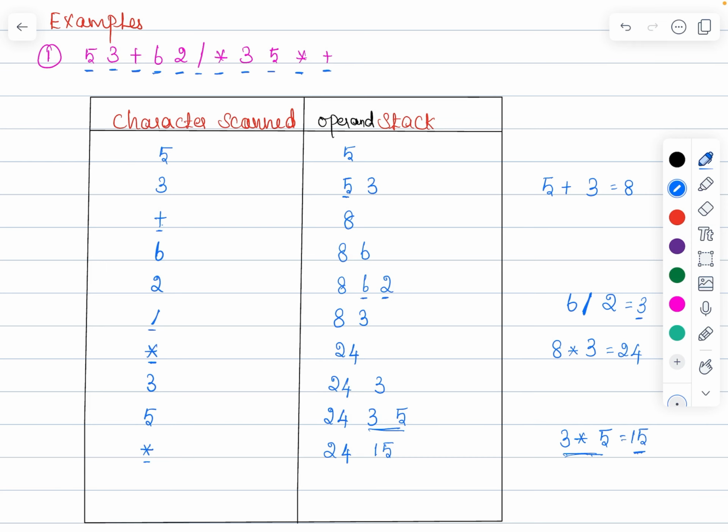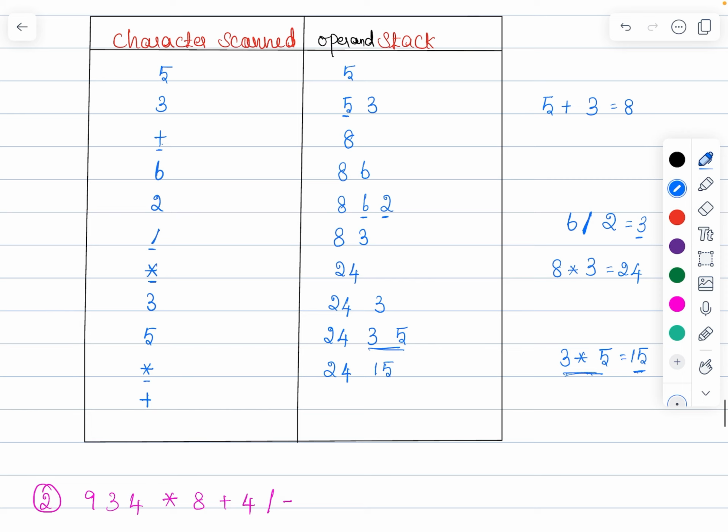The next symbol is the plus operator. Since it is an operator, again we are supposed to pop out the top two elements from the stack. Pop out 15 first and then pop out 24. Now the stack would be empty and the current operator is plus. Apply this plus operator between these two values and you would get the result 39 now.